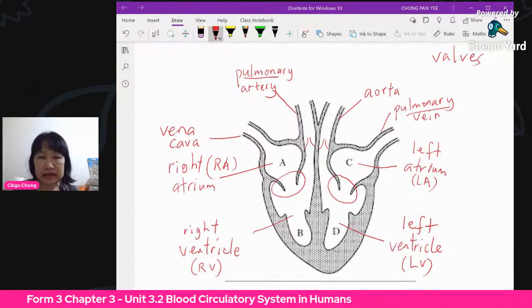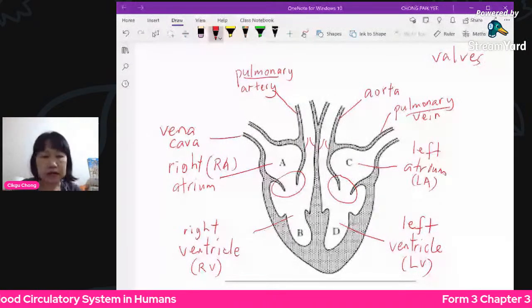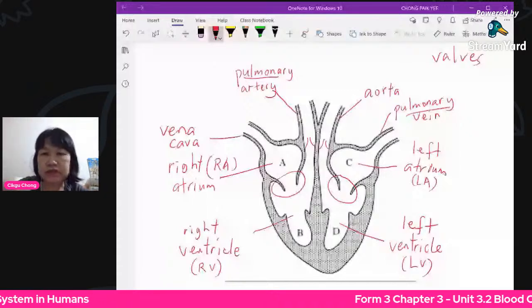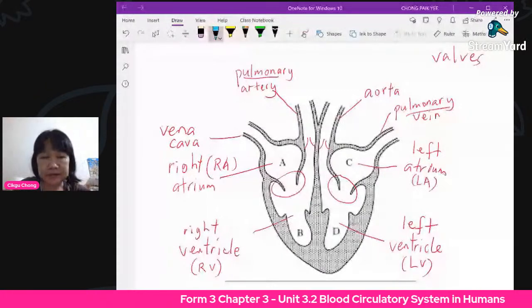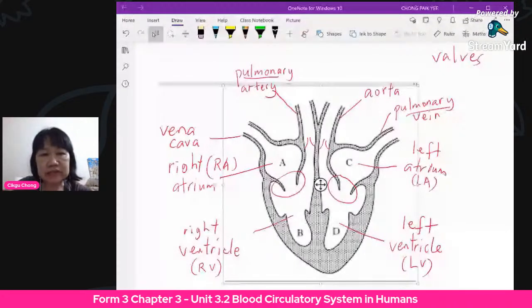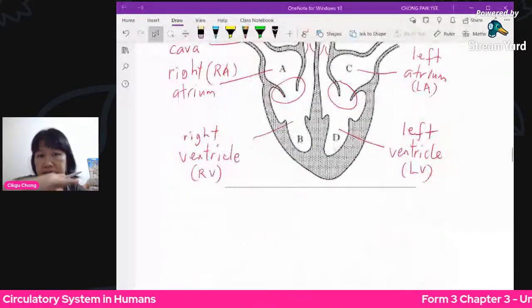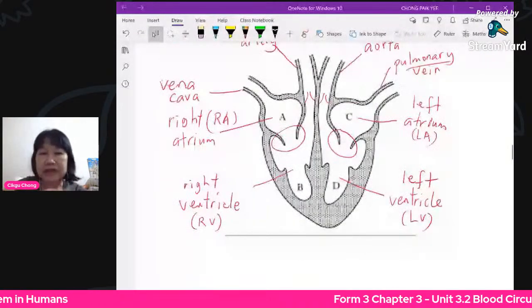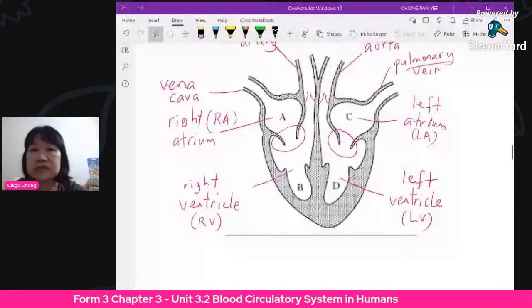Now let's look at the names. I'm going to use a different color because it's difficult to see. Okay, blue color. Now the valves look like this. Let me show you the picture of the first one. If I were to slice the heart exactly at the valve, in between the chambers, I see the valve. That valve looks like this.